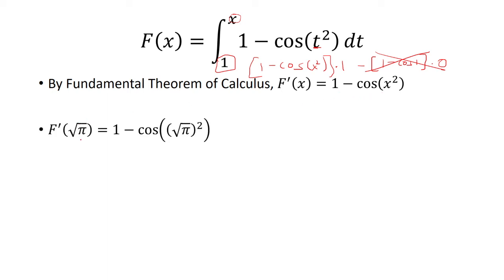So finally, I can plug in square root of pi in for x. So I have 1 minus cosine of square root of pi squared. Square root of pi squared is just pi. The square root and the square cancel. Cosine of pi is negative 1. So I have 1 minus negative 1, and that's going to be 2. So our final answer is 2.